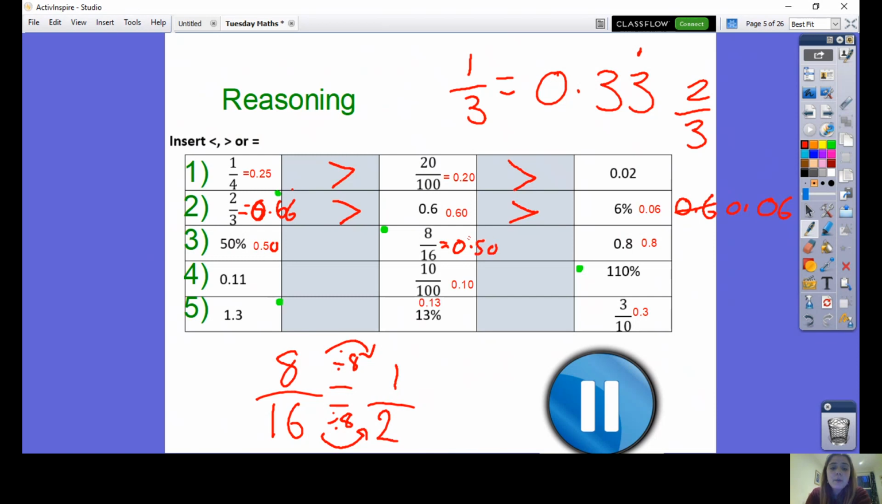If you didn't know how to do that one, just remember sometimes you need to divide before you can turn it into a decimal that you can work with. So 50% and 8/16 are equal, and then 0.8 is greater than 0.5.